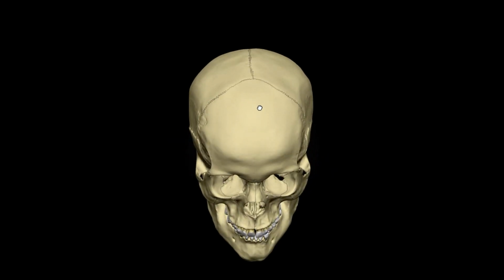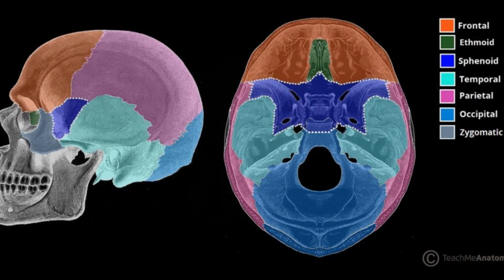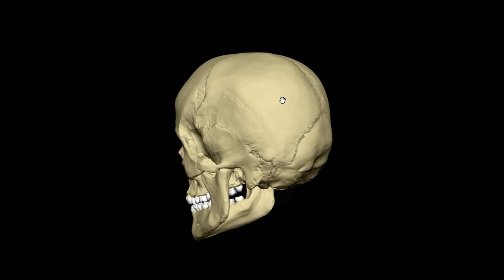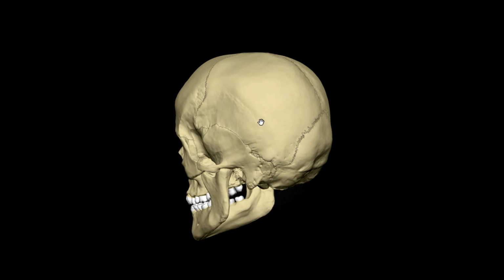Which are parietal and temporal. Parietal and temporal are 2 in number in the cranium. So I think it's clear, the 8 cranial bones. Now we have the facial bones. Facial bones are a total of 14 in number.